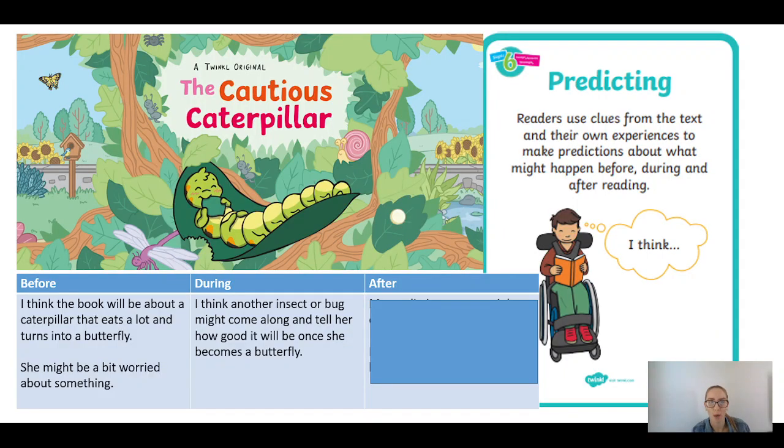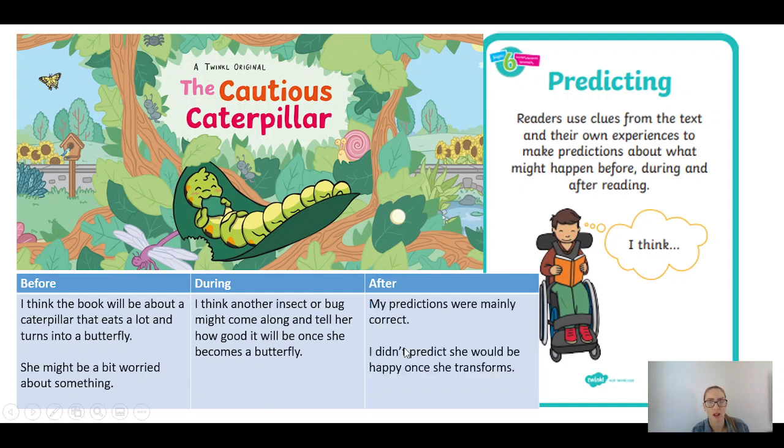All right, were your predictions right? Now you need to fill in the last column where it says after. I've written my predictions were mainly correct. I didn't predict she would be happy once she transforms, and that's okay. Boys and girls, I'd like you to fill in your after prediction now.